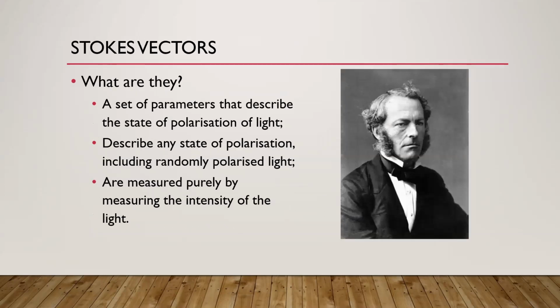So Stokes vectors, what are they, first of all? They're a set of parameters that describe the state of polarization of light, and they can describe any state of polarization. The light doesn't have to be perfectly polarized in one orientation. It can be a combination of different polarizations, or it can be unpolarized. And one of the big advantages of this method is that you can measure the Stokes parameters, or the Stokes vector, purely by measuring the intensity of the light. So you don't need particularly complicated equipment.